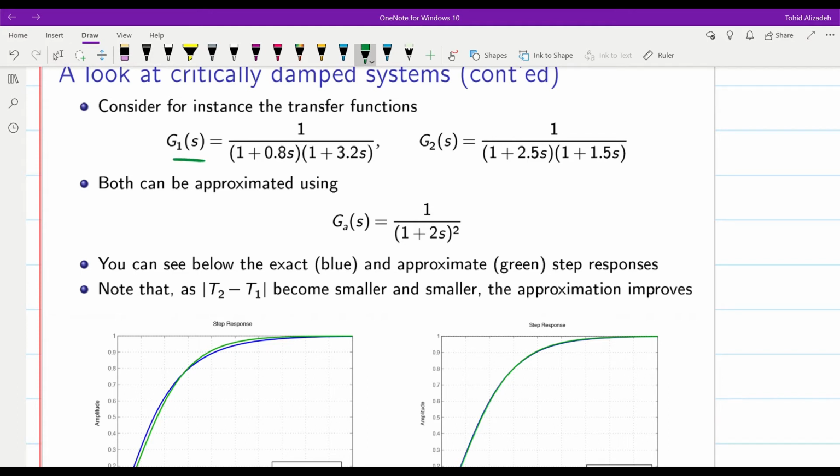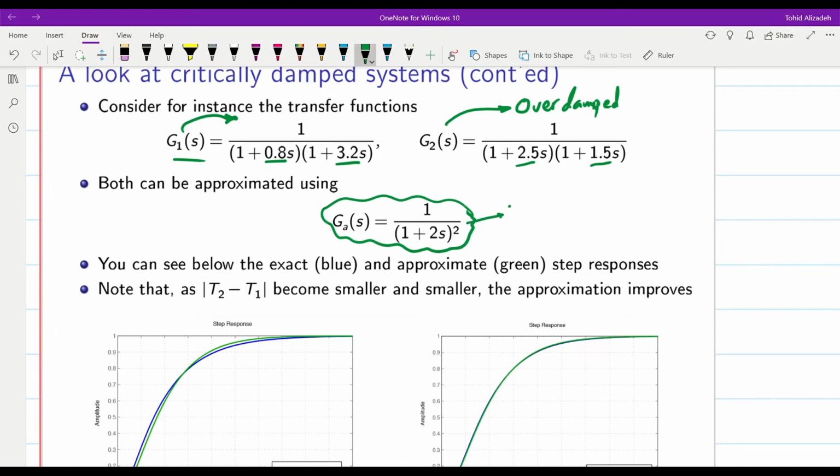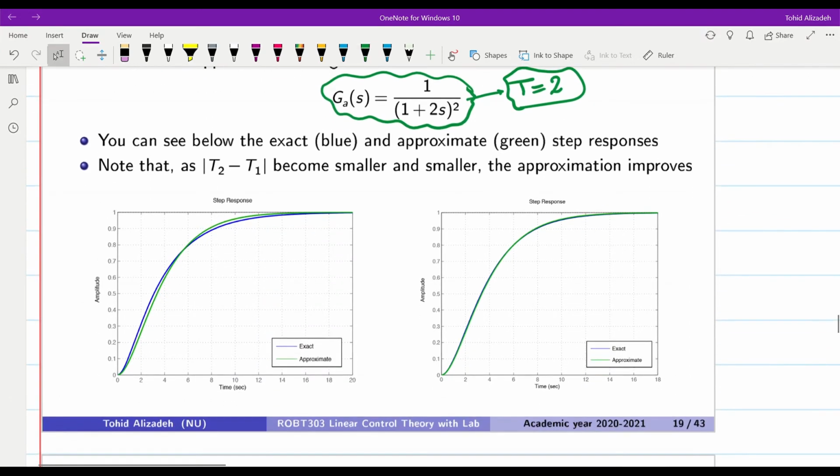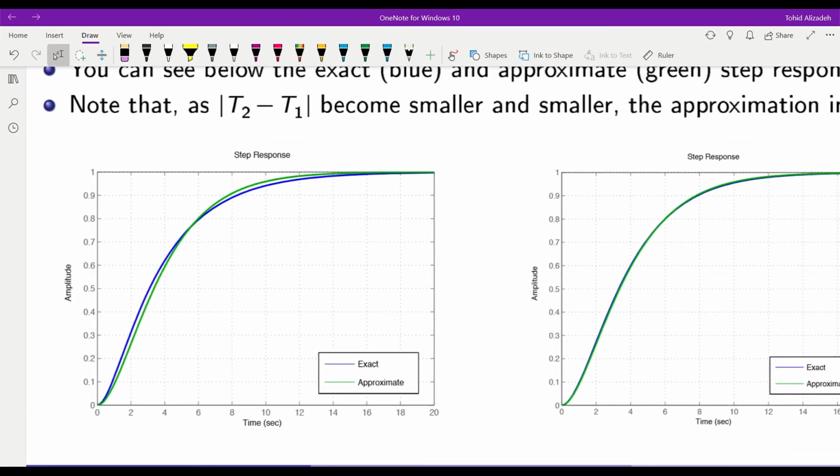For G1, we have T1 equal to 0.8, T2 equal to 3.2, and for G2 we have 2.5 and 1.5 as the time constants. So both G1 and G2 are overdamped systems, and we want to approximate them with a critically damped system. Both of them could be approximated with a critically damped system which has T equal to 2. So for this case we have a single T which is equal to 2. And then over here you can see how good the approximation is.